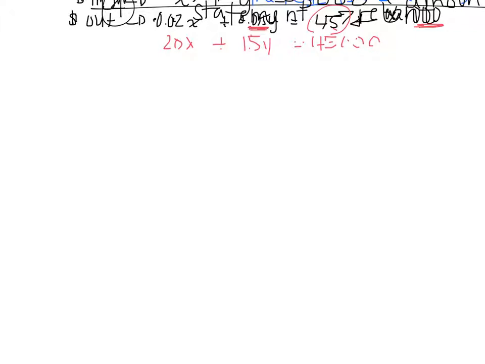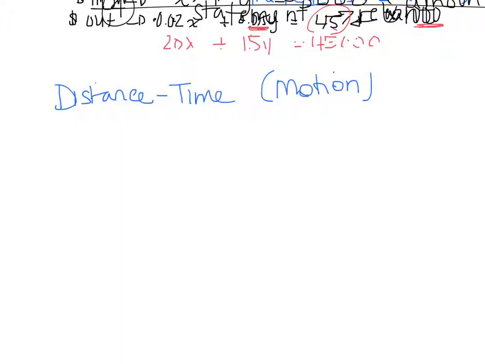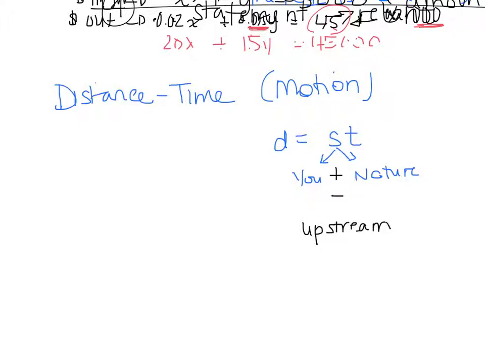So anything to do with distance and time was usually a motion type of question. And those questions are based on the fact that distance is equal to speed times time, where your speed is made up of you and nature. And in two different situations, you're either going to be going with nature or going against nature. So things like paddling upstream or downstream.